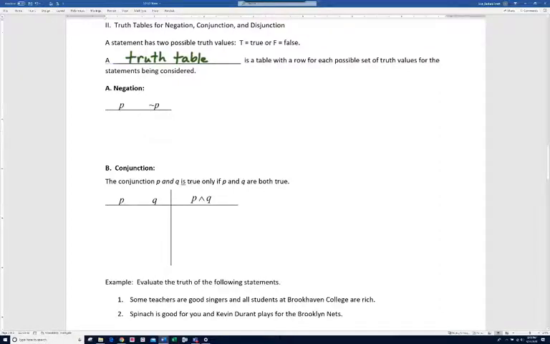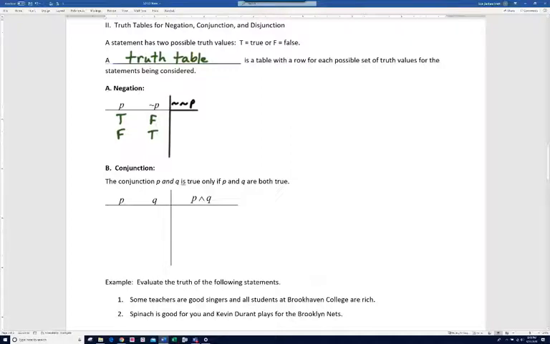Now if we have some statement P, statement P is either true or false. Well, if P is true, then not P would have the opposite truth value and it would be false. And if statement P is false, then not P would have the opposite truth value, which would be true. And let me add one more in here. How about not not P?